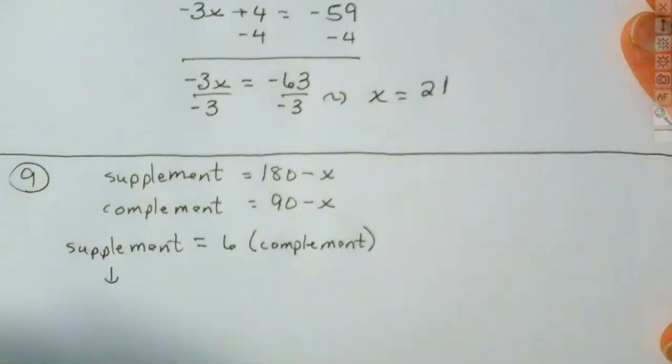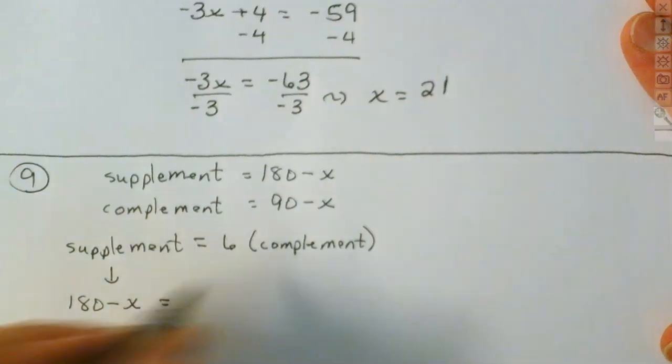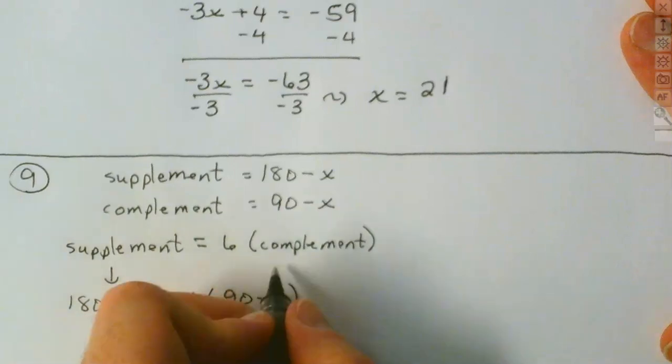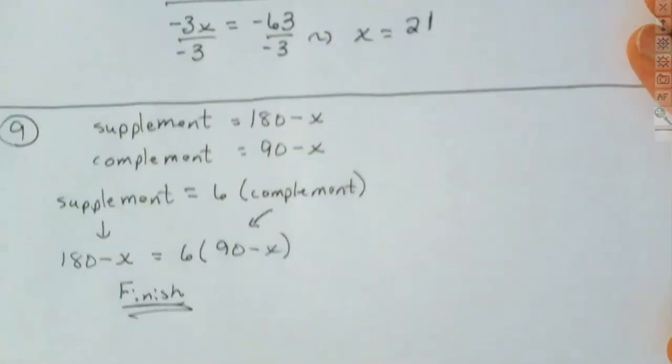Now we can fill in the pieces. So the supplement, well, that's 180 minus x. And the complement, we'll fill that in. And that's 90 minus x there. And I think you can finish it from there, right?